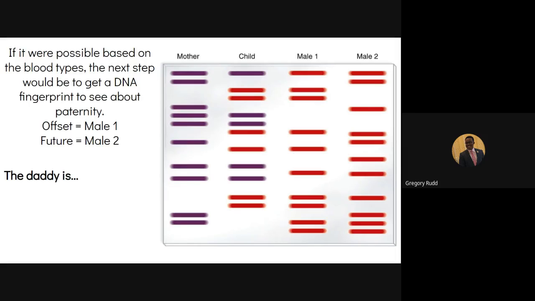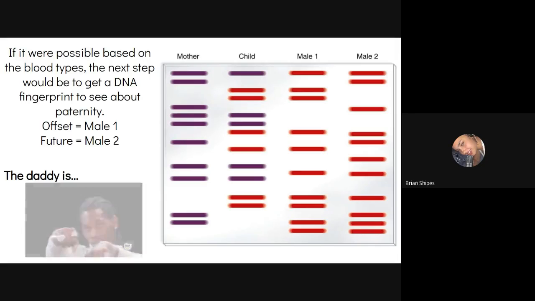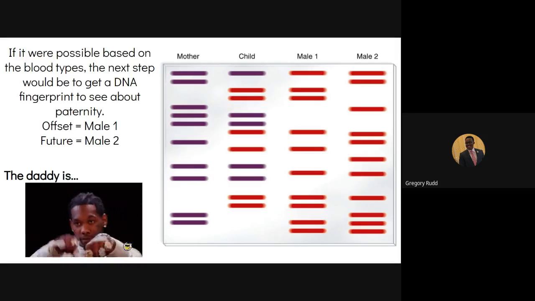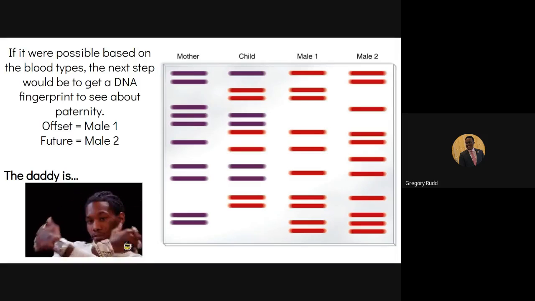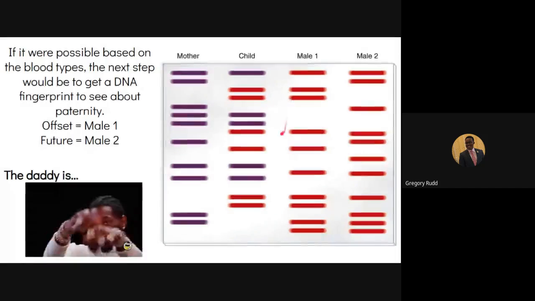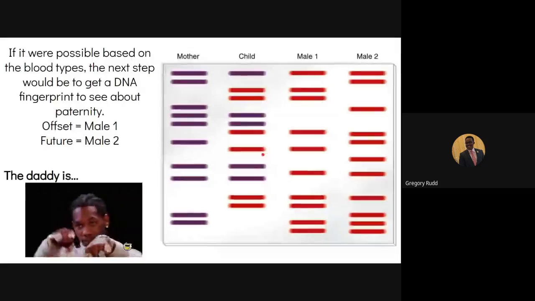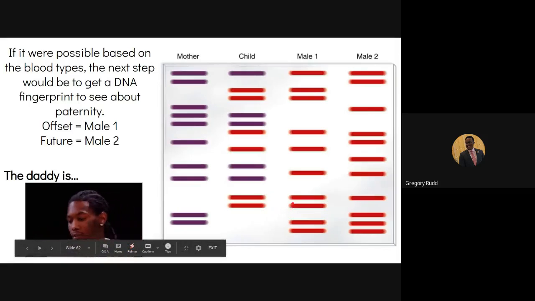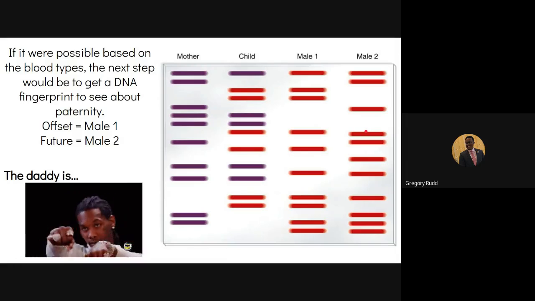And how can you tell, Brian? Because his lines match up better than male 2. Excellent. So Offset then would be the father. We can see that the fragments of DNA from male 1 match up much more closely with the child. These two fragments are the exact same. These two fragments are the exact same. And these two fragments are the exact same as well. Male 2 has maybe 1 or 2 fragments in common with the baby. Maybe this fragment here, maybe this fragment right here, but that's about it. So male 1 is much more likely to be the father of the child, and male 1 is Offset. Good.